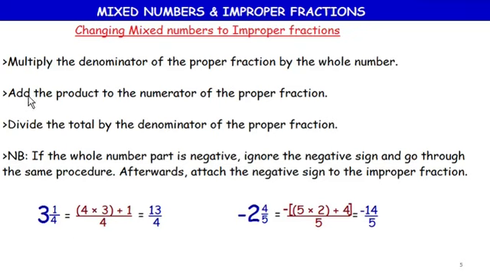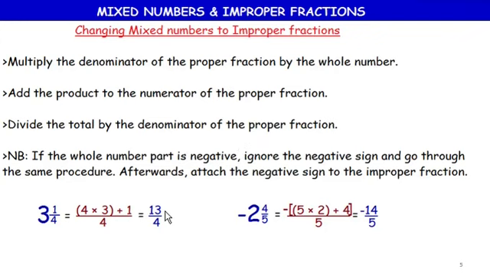The second step, add the product to the numerator of the proper fraction, right? After multiplying the denominator by the whole number, you add the result to the numerator of the proper fraction, which is 1 here. So we have 4 times 3 in bracket. Afterwards, we are going to add it to 1. So 4 times 3 is what? It is 12. So what is 12 plus 1? 13, right?